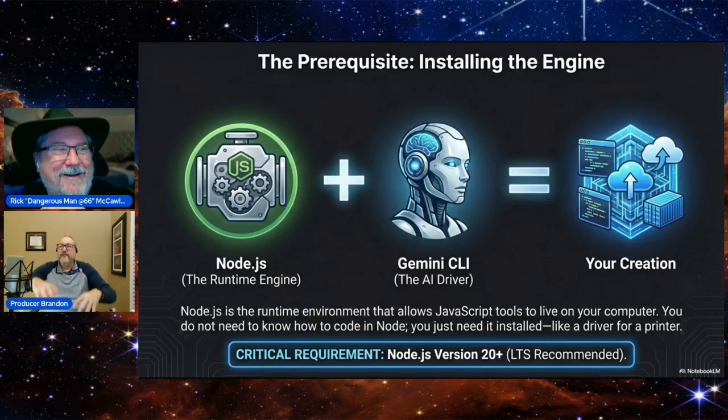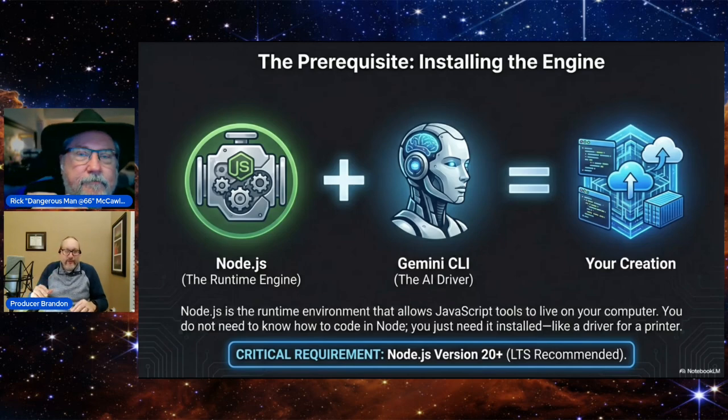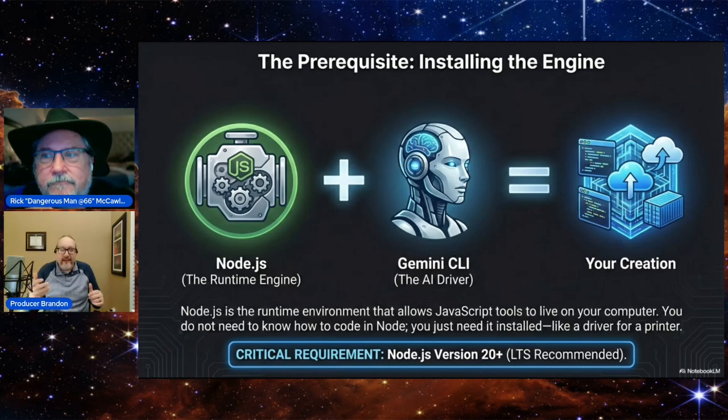This goes in. Okay. And then you layer on Gemini CLI, which you install. And that's the AI driver. So that's the autonomous Waymo at the controls. And then you plus your input is you get your creation. So it's called a runtime environment that allows JavaScript tools to live on your computer. So you don't need to know how to code in Node. You just need it installed. Love it. You just need to turn the key. Okay. And it does require Node.js version 20 plus, which is what they recommend.